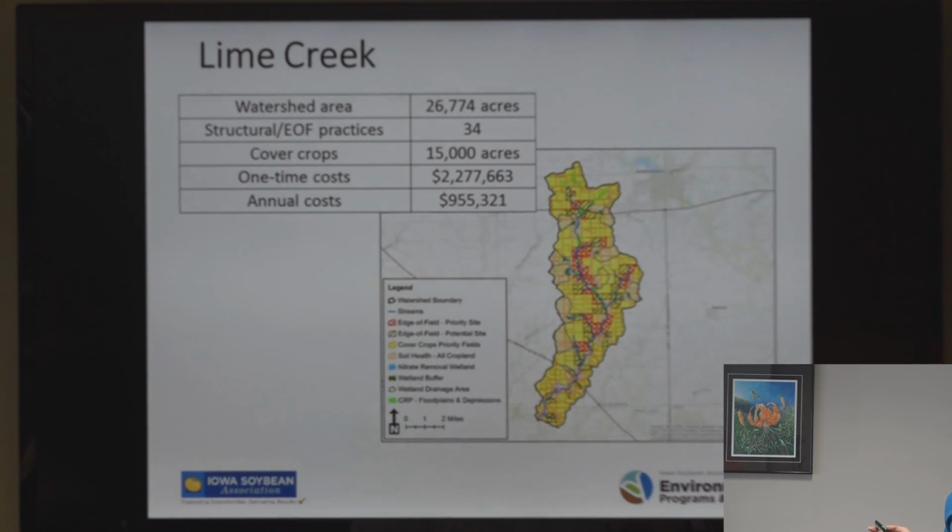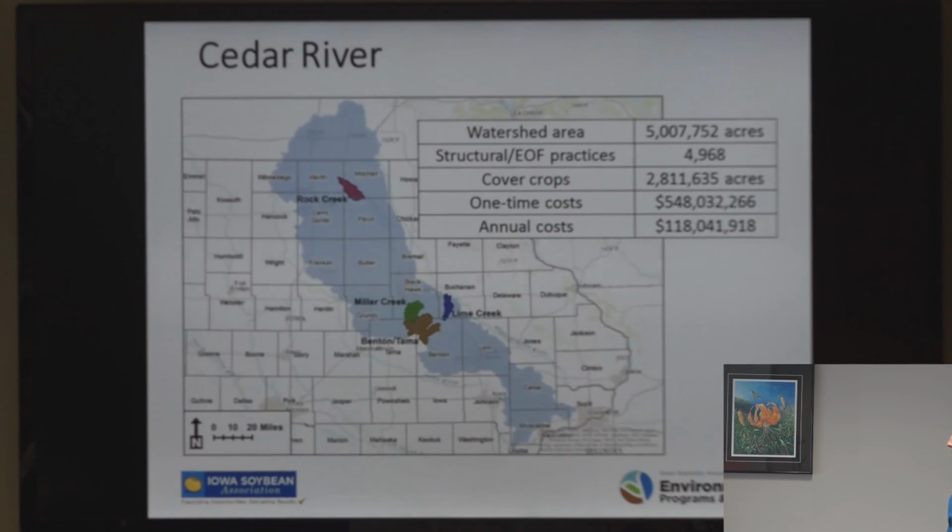So this next slide I'm going to show expands these calculations to the entire Cedar River Basin. This is some very back of the envelope calculation, but I think it gets us thinking about the magnitude of what is necessary to implement successful watershed projects.